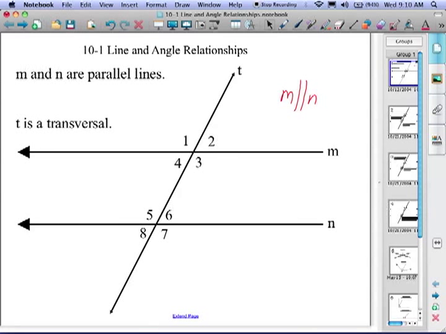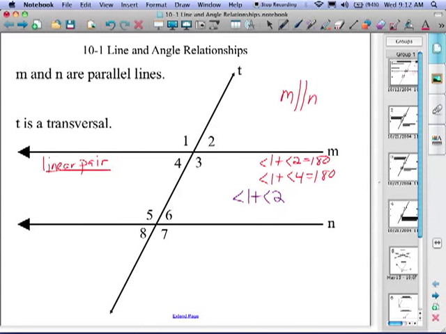You need to know that angle 1 and angle 2 form something called a linear pair. And that's very important because that means angle 1 and angle 2 add up to 180 degrees. Angle 1 plus angle 4 also equal 180 degrees. If 1 and 2 add up to 180 and 1 and 4 add up to 180, I can rewrite the whole thing.